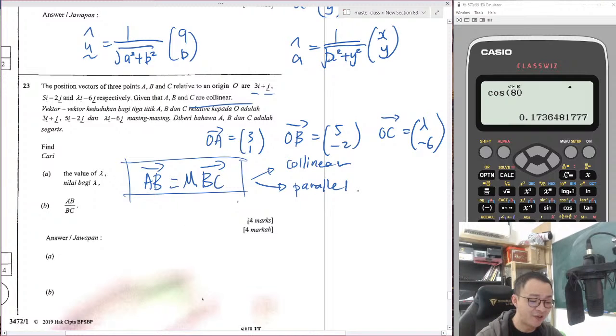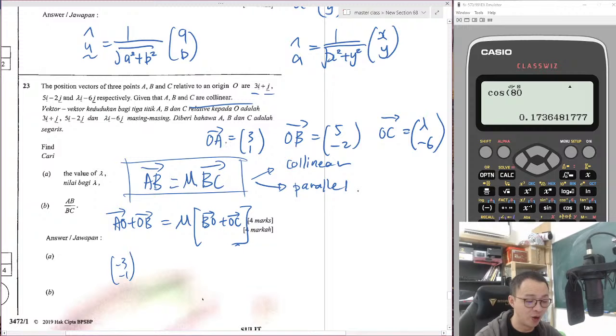Okay, so therefore I will just insert. AB is what? AB will be AO plus OB. Mu here, this one will be BO plus OC. Alright, then I will solve it. AO will be negative 3, negative 1. Add a negative for it to get OA become AO. Okay, OB will be like this. This is not plus, this is equal. Then BO will be negative 5, 2. Add a negative for it. This one will be lambda, negative 6.